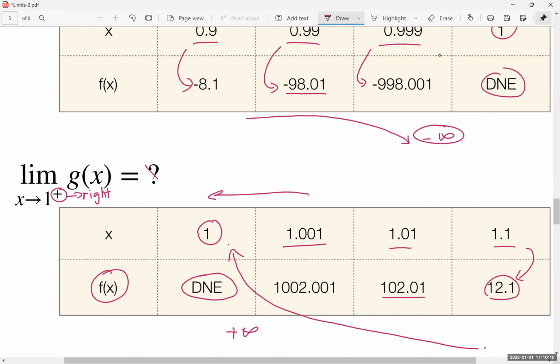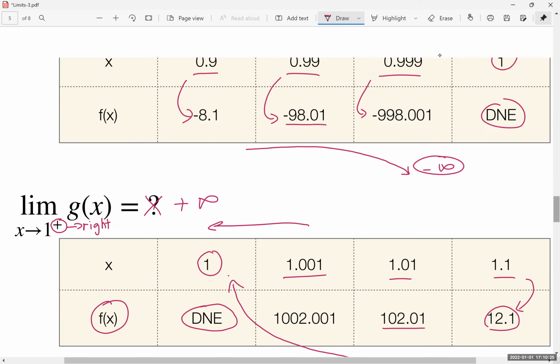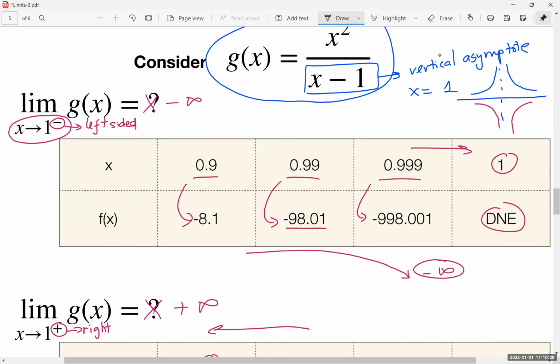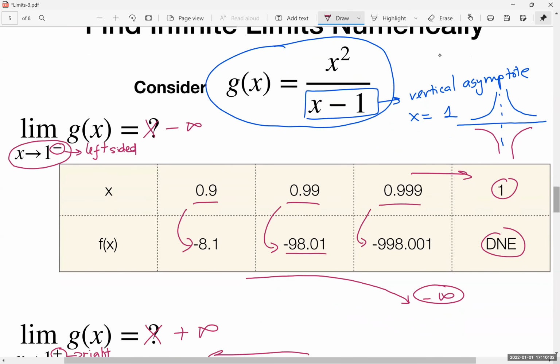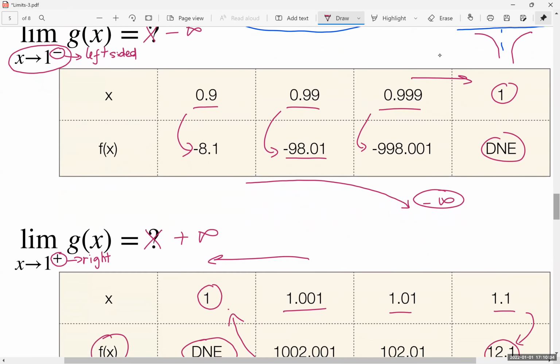That means the limit of the function when x goes to 1 from the right side is going to be positive infinity. So we just found infinite limits of a function at a vertical asymptote using the numerical method, or using a table of values.